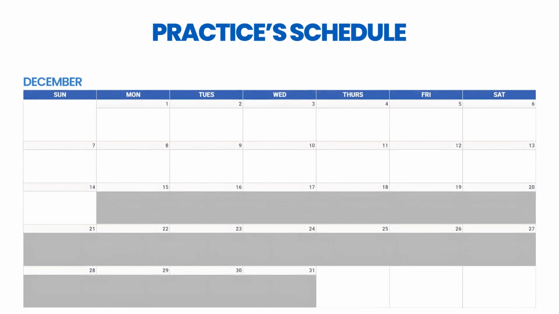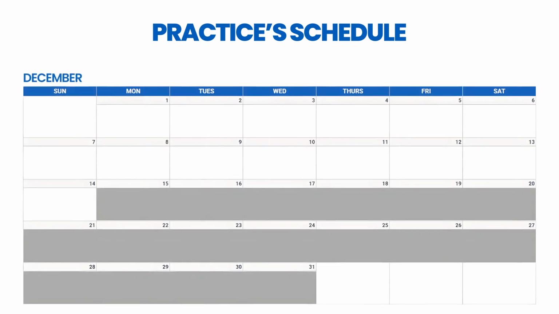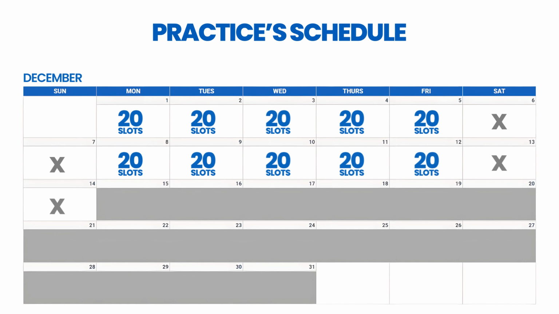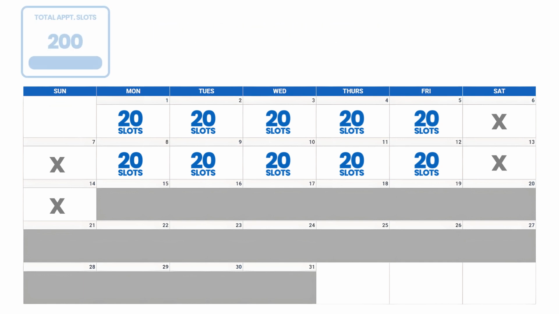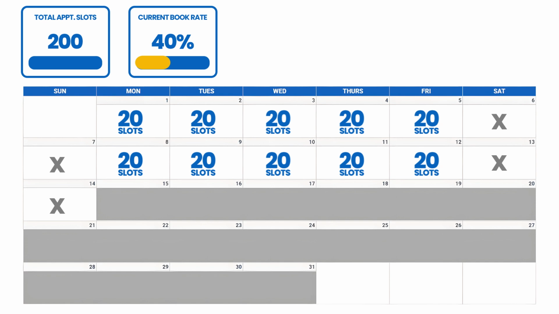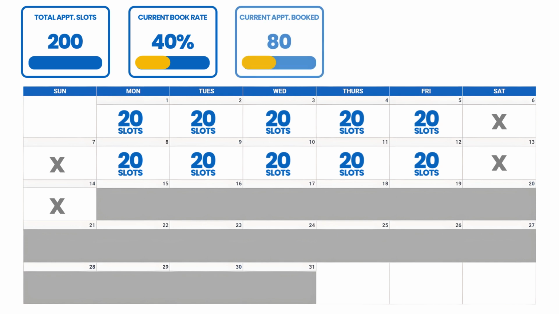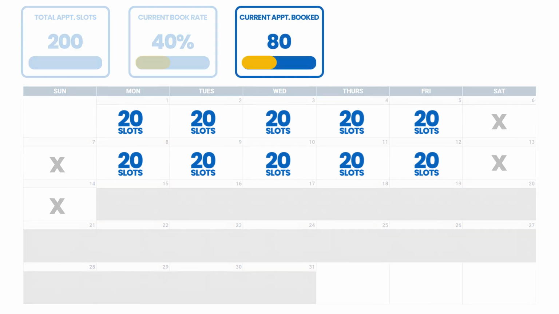So let me show you really quick what this looks like in practice. Let's say your practice's schedule for the first 2 weeks of December looks like this. And for simple math, let's just assume that each day you have a total capacity of 20 appointments. So if we were to look at your schedule on, say, November 30th, the day before this period begins, this is what we'll see. You have capacity for 200 total appointments. Your current book rate is 40%, meaning that you have 80 of those 200 appointments filled.